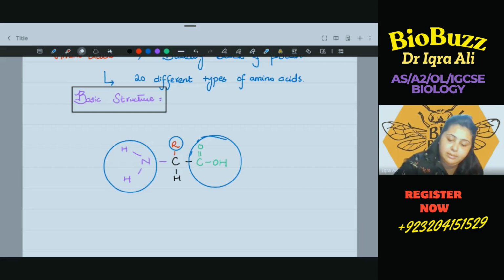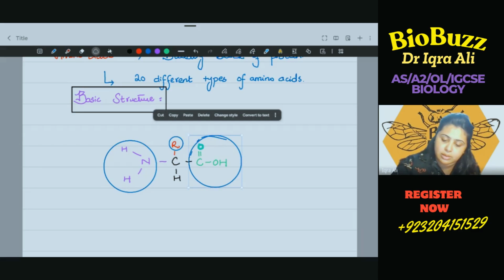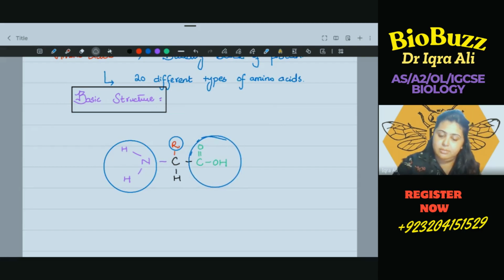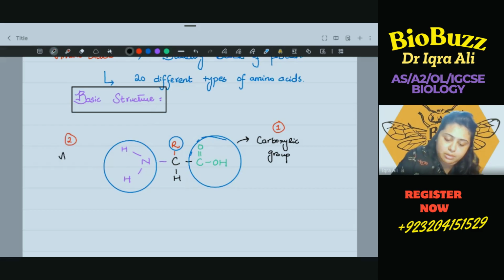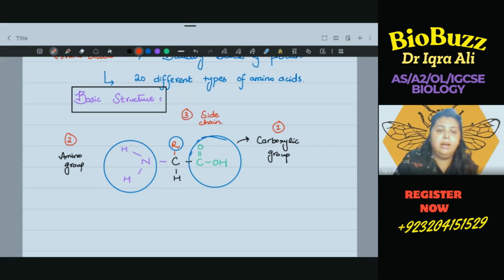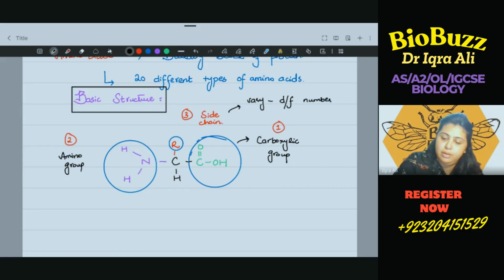So let's see it again. So this is, we have a carboxylic group. We have an amino group. Then we have the third one as the side chain, which should be perpendicular to the amino acid. Now the side chain could vary. It could have a different number of carbon atoms attached to it.